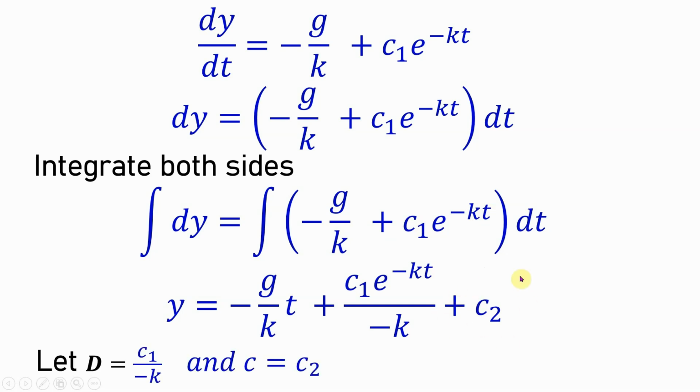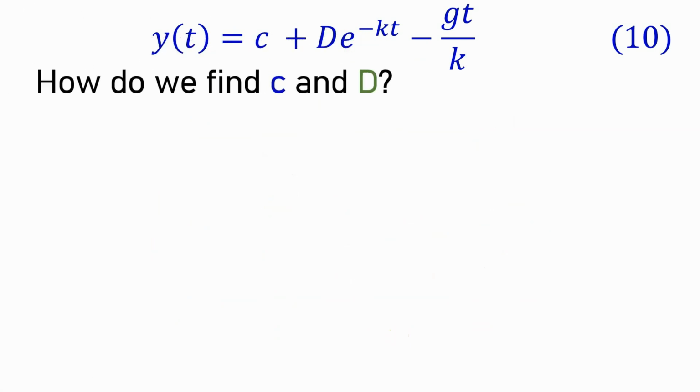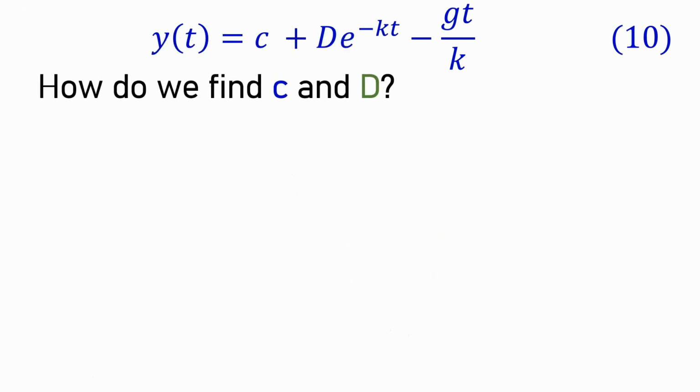But let's simplify this. Let's make it better. Let's introduce another constant d to be c1 over minus k, this one over this. Then we can also say our c equals c2. Then we have our y of t equals c plus d exponential minus kt minus gt over k. We need to find our constants c and d.